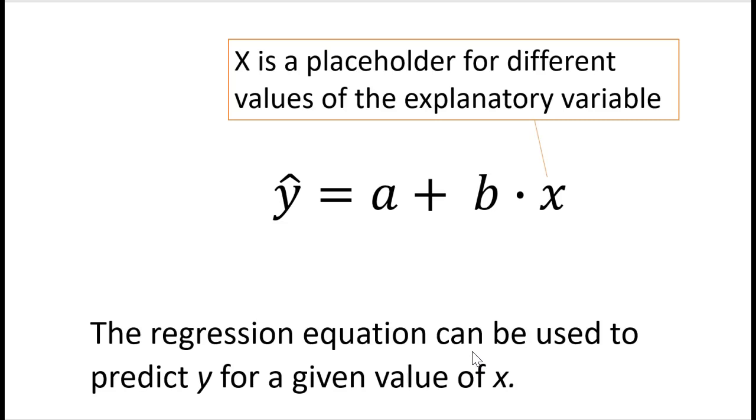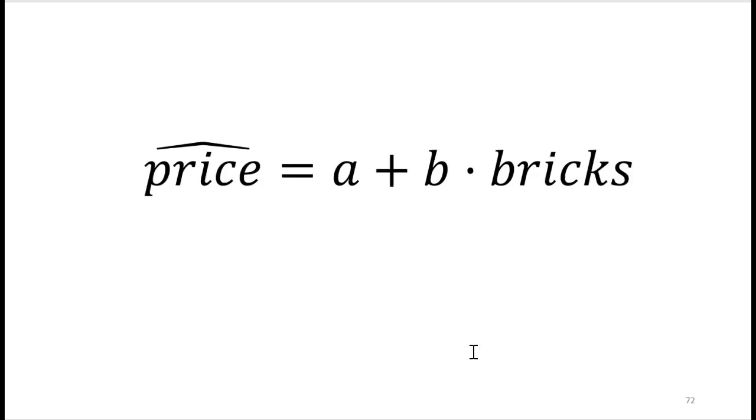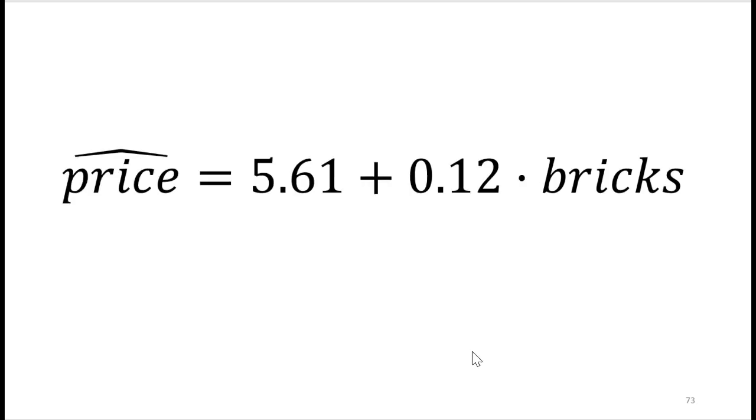In the LEGO example, the regression equation can help us predict the price of a LEGO set given the number of bricks in a set. For the LEGO data, our response variable is price. To make the equation easier to read, let's replace y hat with price hat and x with bricks. The regression line becomes this. How do we find that slope and intercept? Well, we'll use a computer to help us find them. Using a computer, we find that A is equal to 5.61 and B is equal to 0.12. Replacing them in the equation gives this.